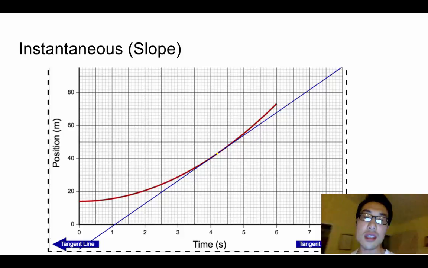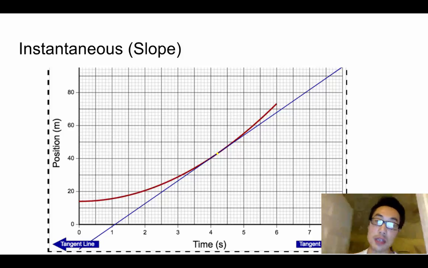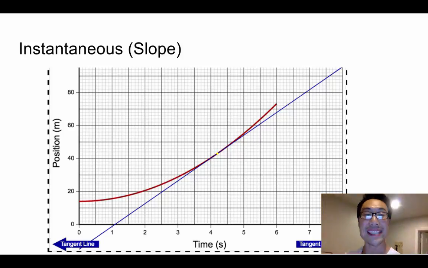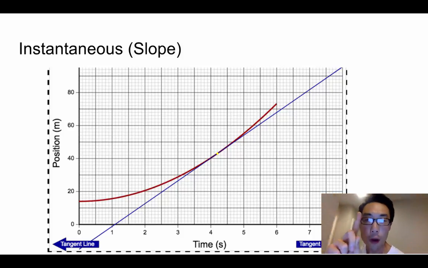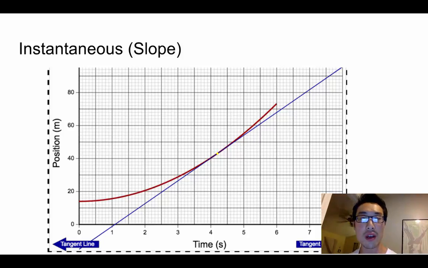Now, in this case, the instantaneous slope will be, well, let's take a look at it, position versus time. The slope is velocity. So in this case, it'll give us the instantaneous velocity. So what you're going to do is draw a tangent line, which is just a fancy word for a line that touches exactly 1 point. You're going to find the slope of that line, and that, ladies and gentlemen, gives you the instantaneous velocity.